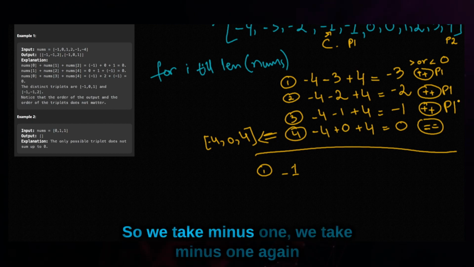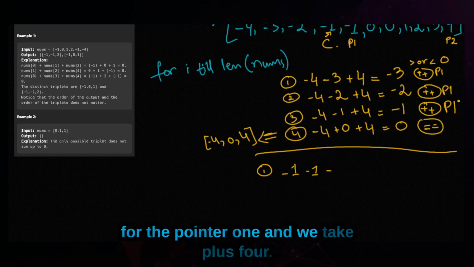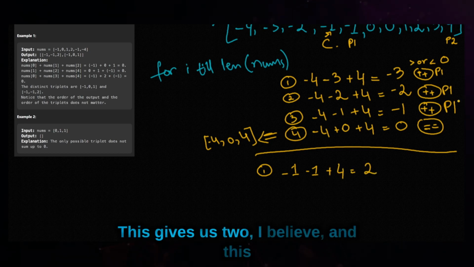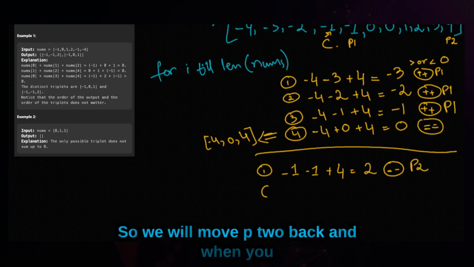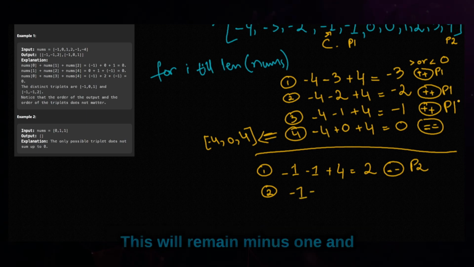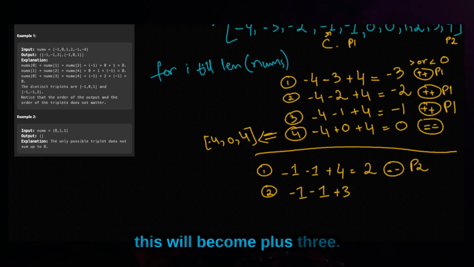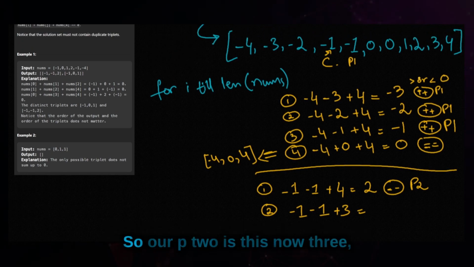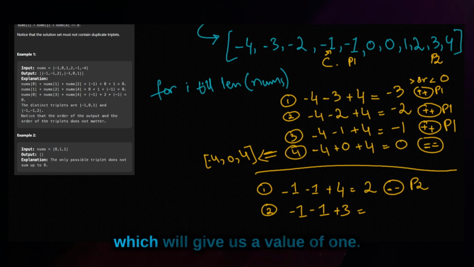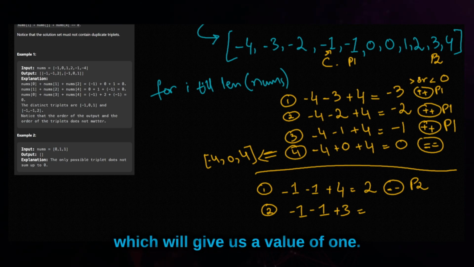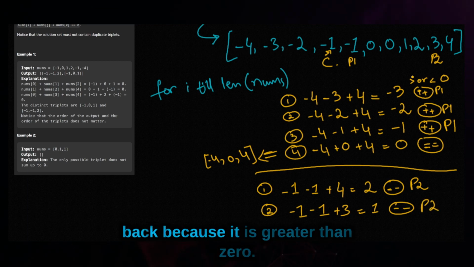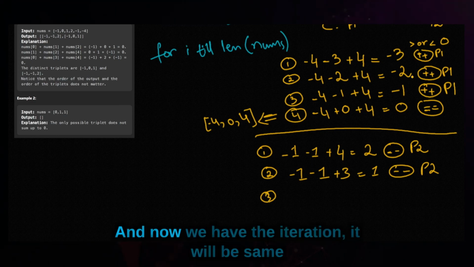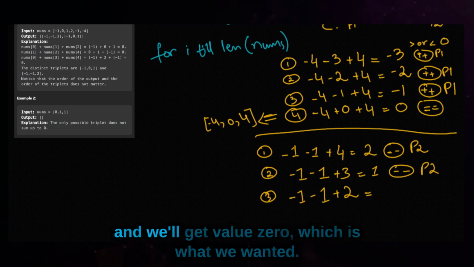So we take -1, we take -1 again for the pointer 1, and we take +4. This gives us 2, I believe, and this would make us go back a bit. So we will move P2 back, and when we move P2 back, this will become -1, this will remain -1, and this will become +3. So our P2 is this now, 3, which will give us a value of 1. This is still not 0, so we have to move our P2 back because it is greater than 0. So let's move it back, and now we have 3 iterations. It will be the same, and we'll get value 0, which is what we wanted.